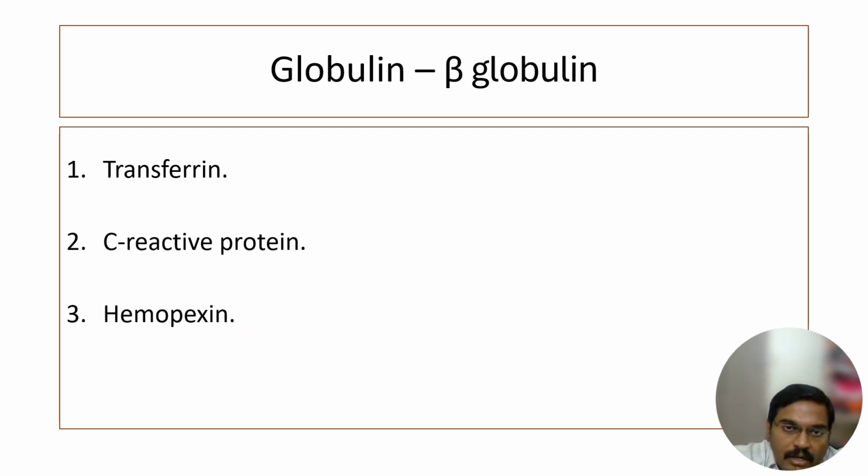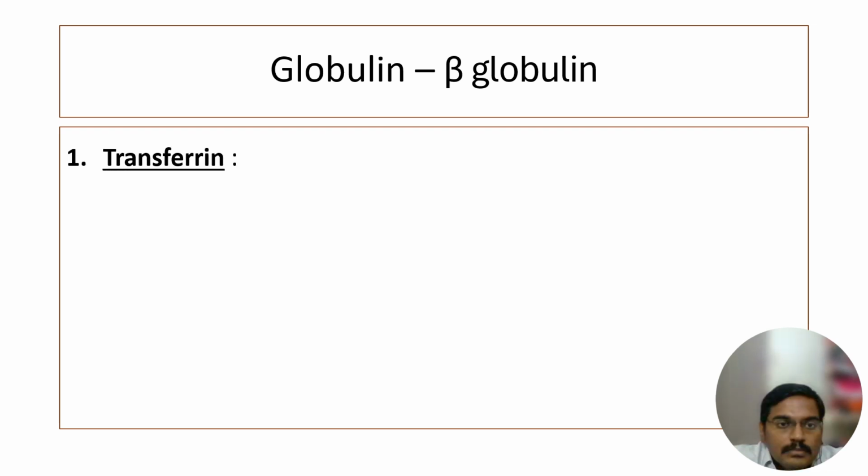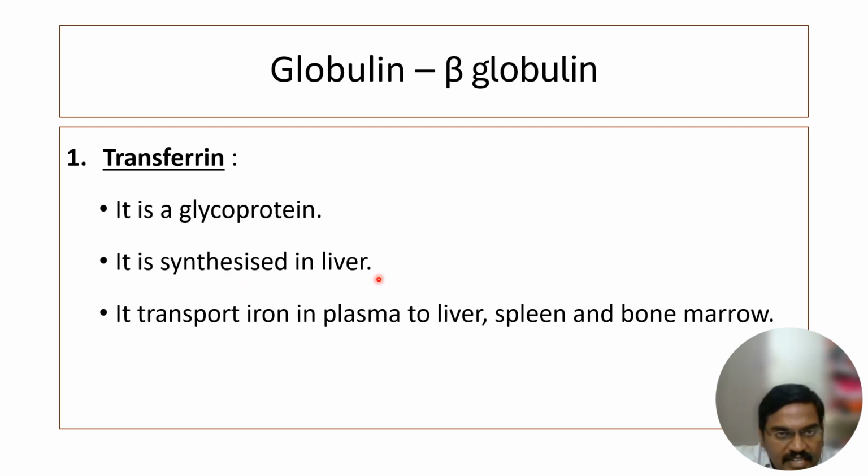Next, coming to beta globulin. These are the three important beta globulins you have to remember: transferrin, C-reactive protein, and hemopexin. Transferrin is also a glycoprotein and it is synthesized in liver. The main function of transferrin is transport of iron. It is going to transport iron from intestine to various parts of our body, that is liver, spleen, bone marrow. It will get bound with iron and transport the iron to various parts.